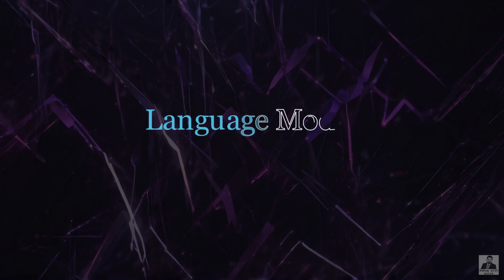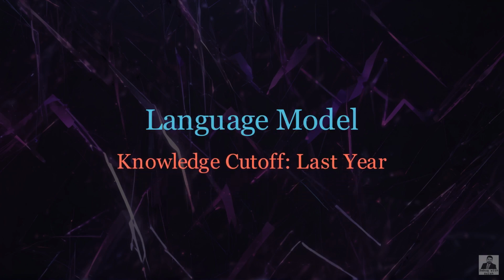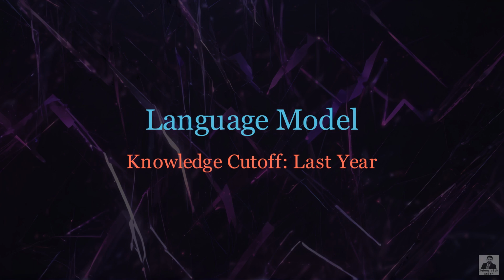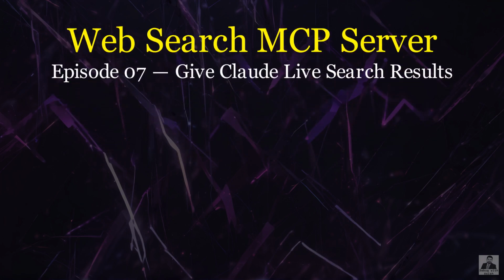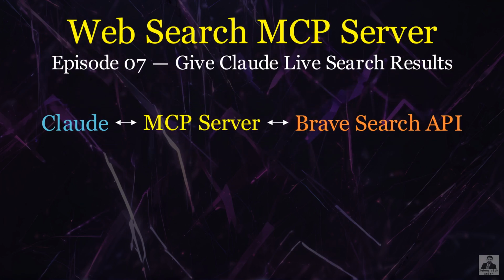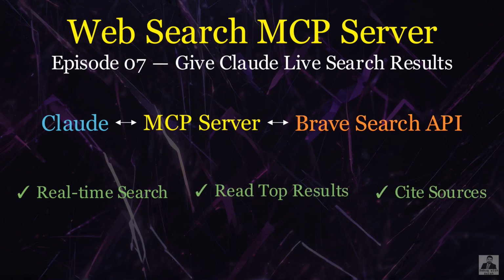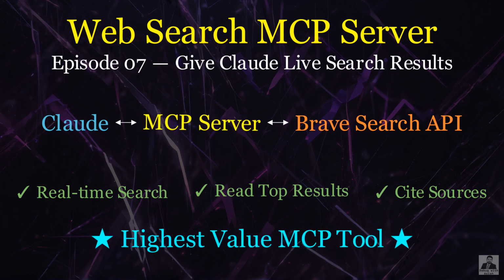A language model trained on data from last year cannot tell you what happened this morning. But with a web search tool, it can. In this episode, we build an MCP server that connects Claude to the Brave Search API. Claude can now search the web in real time, read the top results, and cite its sources. This is one of the highest value MCP tools you can give any language model.